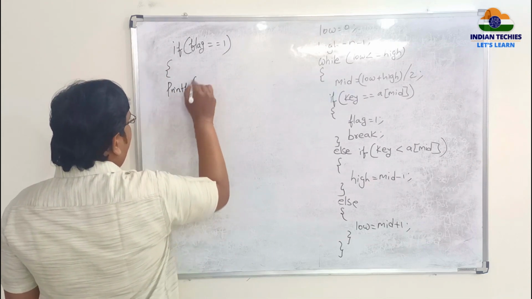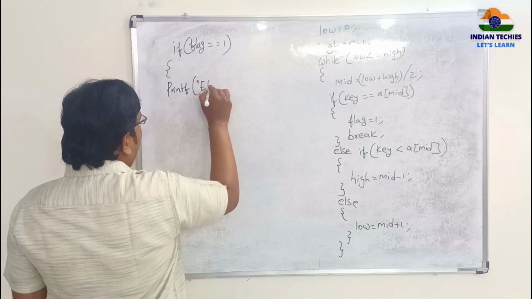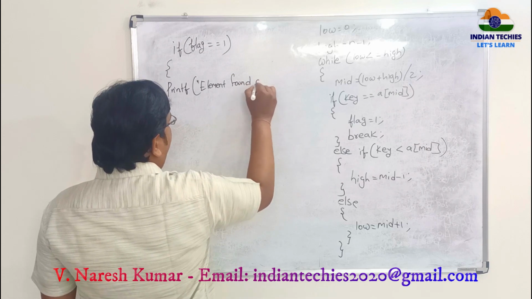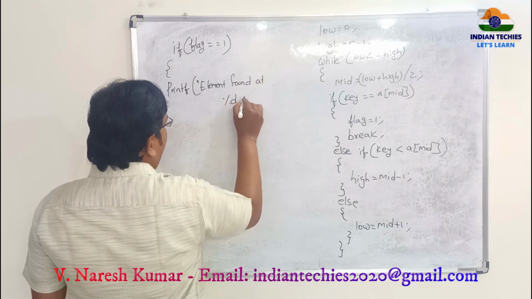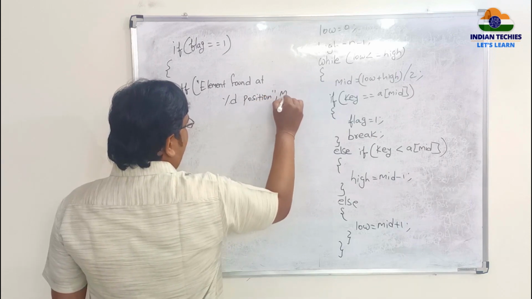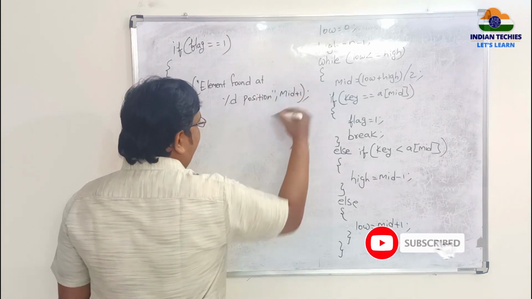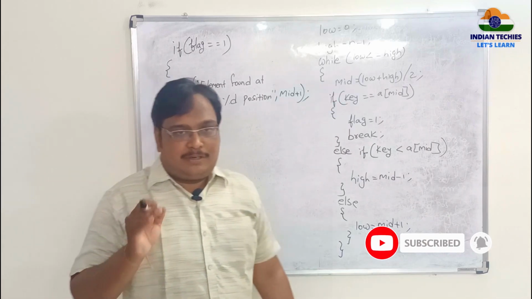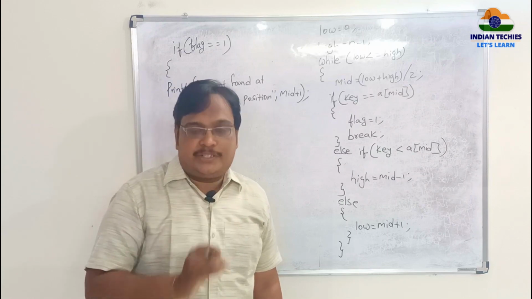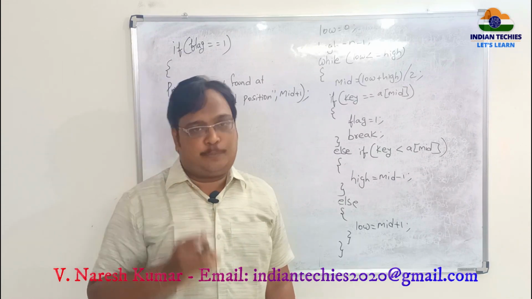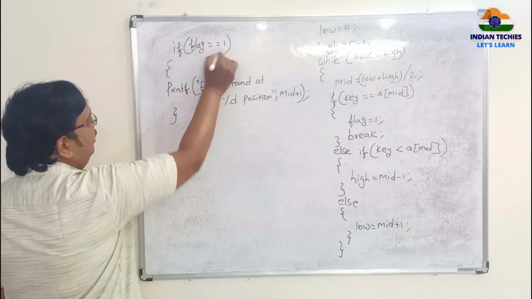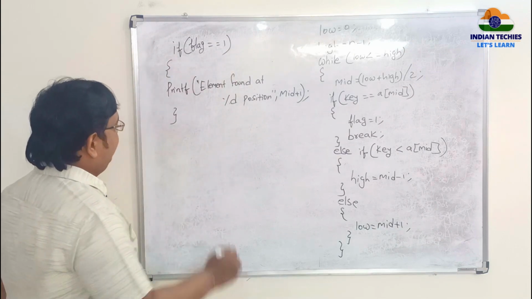printf "element found at %d position". What is that %d position? Mid only. So mid plus 1. Why we are writing plus 1? If mid value is 5, since array starts with 0, for our visibility it is at 6th position. That's why I am writing mid value plus 1. This is if element is found, that is if flag value is equal to 1.